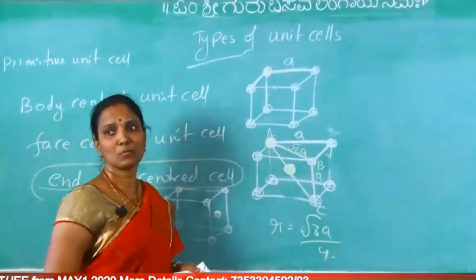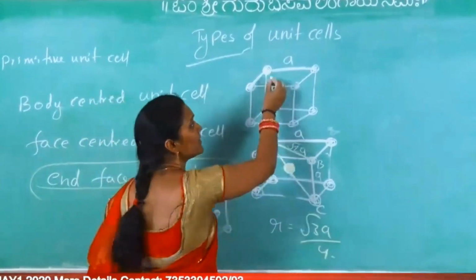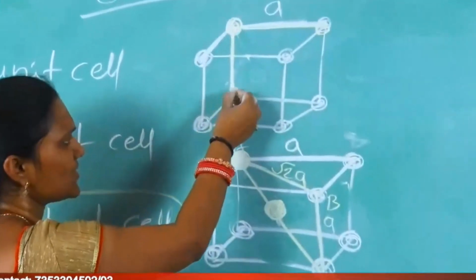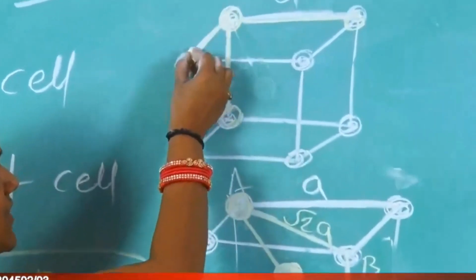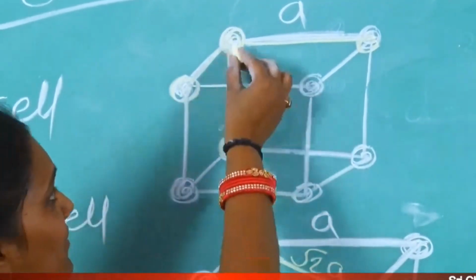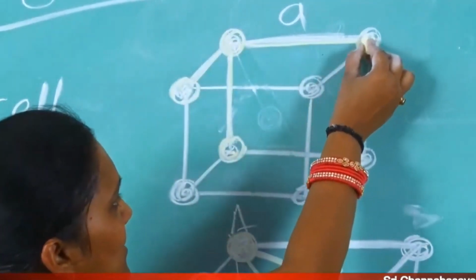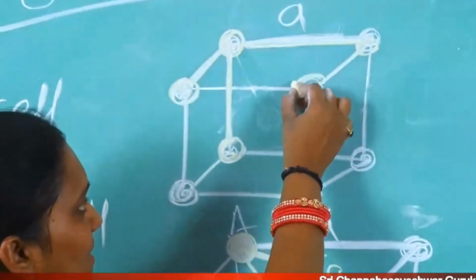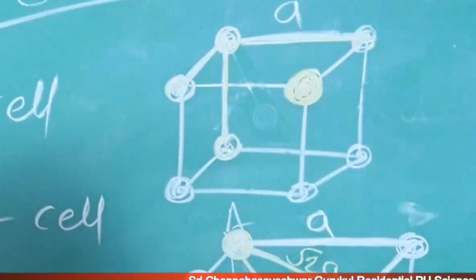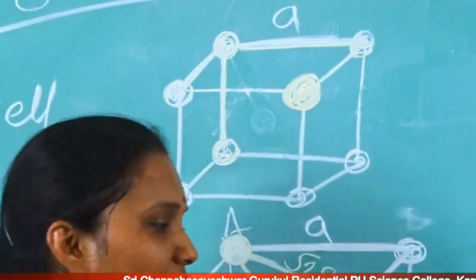Okay. What are the nearest neighbors? This is the nearest neighbor, which is directly touching this. This is also a nearest neighbor. This is the nearest neighbor. Now next nearest neighbor. This is in contact with this and this is in contact here. This is the next nearest neighbor. Okay. Next nearest neighbor.